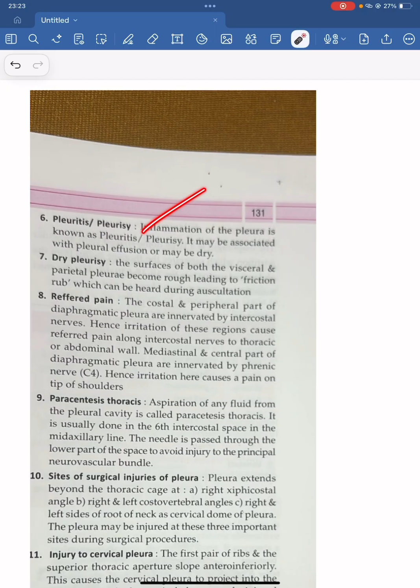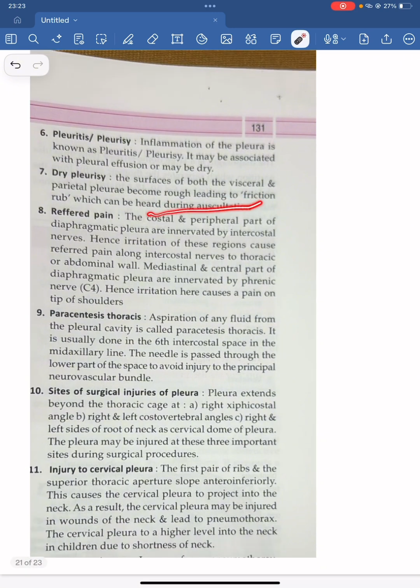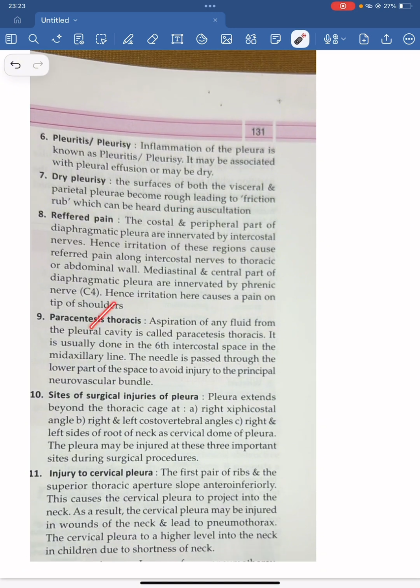Pleuritis is inflammation of the pleura. In dry pleuritis, the surfaces of both visceral and parietal pleura become rough, leading to friction. It can be heard during auscultation. Referred pain can also be seen. Paracentesis is mentioned in this.